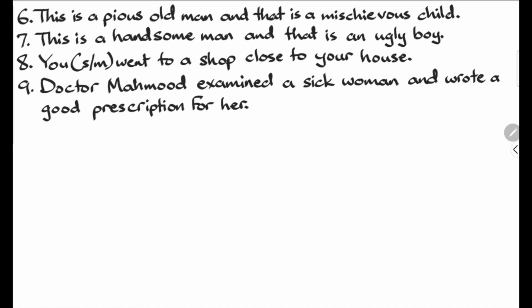Number 6. This is a pious old man and that is a mischievous child. Let's translate the first part of the sentence. This is a pious old man. This in Arabic is هذا. هذا, a pious old man. Old man is the mawsuf. Pious is sifa. Old man in Arabic is shaykhun. Shaykhun. Pious is salihun. هذا شيخ صالح.